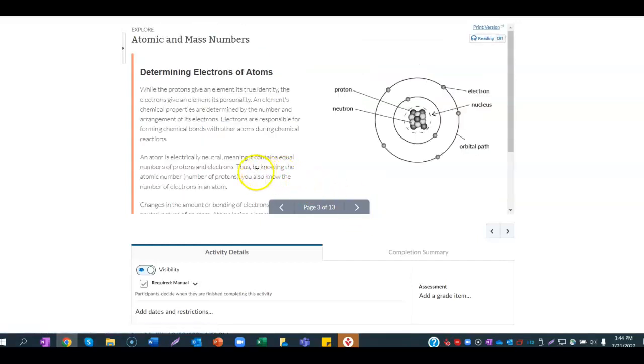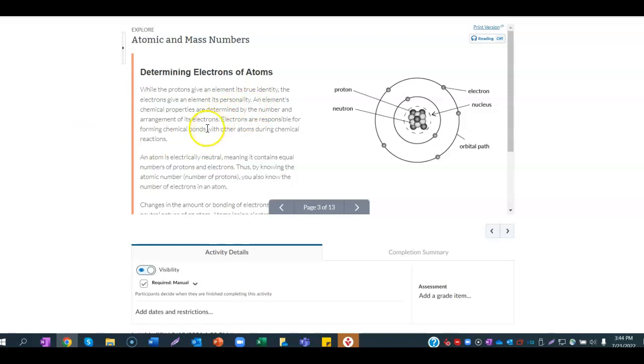So moving on, determining the electrons of an atom. While the protons give an element its true identity, the electrons give an element its personality. An element's chemical properties are determined by the number and arrangement of its electrons. So that is an important sentence. I would put that in your notes.